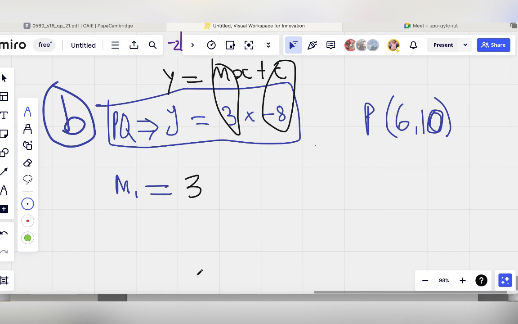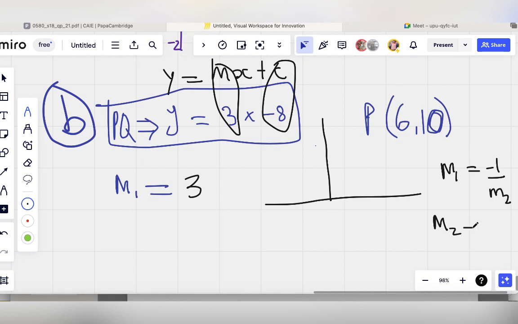Now, for parallel lines, they have the same gradient. For perpendicular lines, if lines are like this, perpendicular, the gradient M1 is equal to negative 1 over M2, meaning the gradient of the second line will be negative 1 over what you got in M1. So M2 equals negative 1 all over M1. The M1 we got was 3, so M2 is equal to negative 1 all over 3. So we've got the gradient.